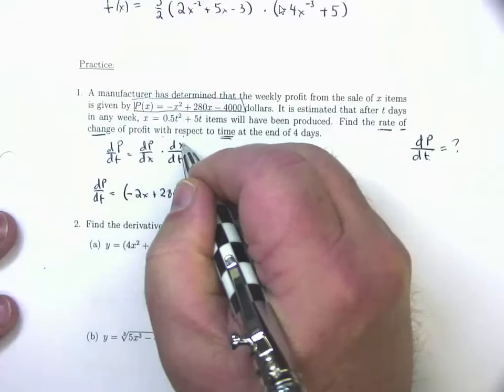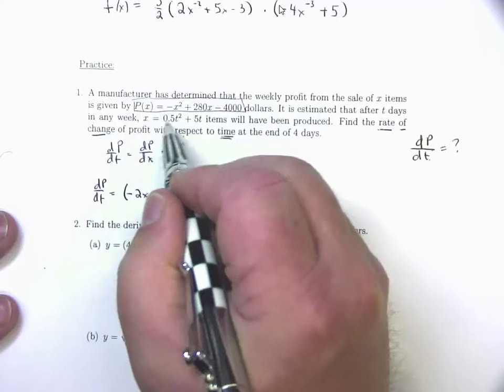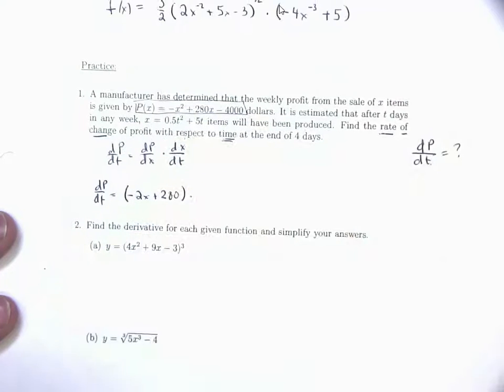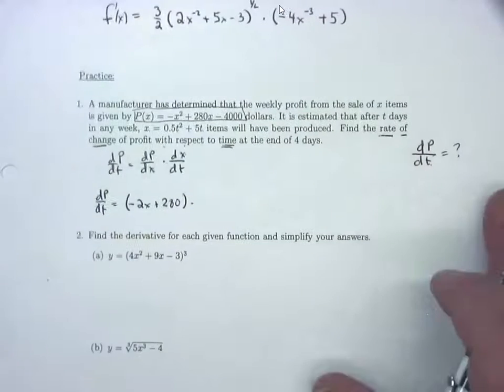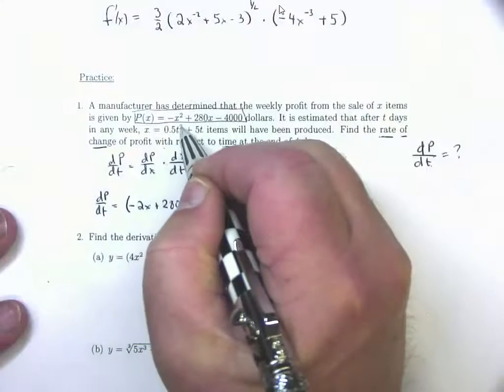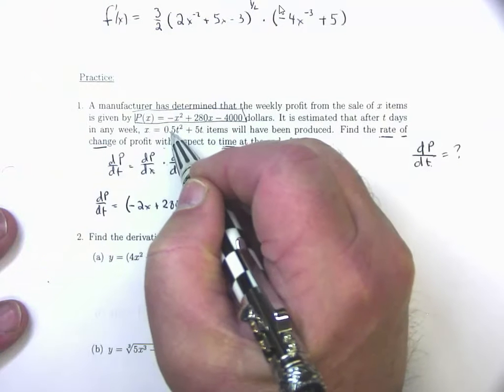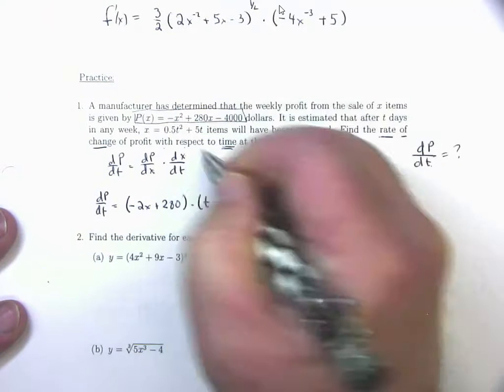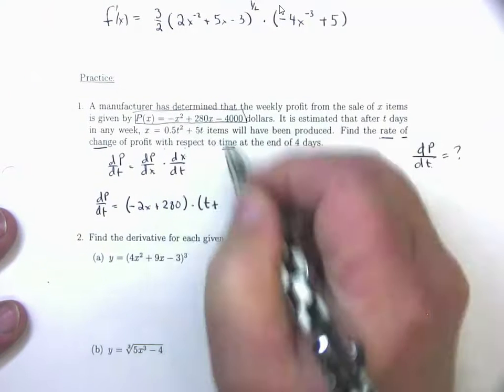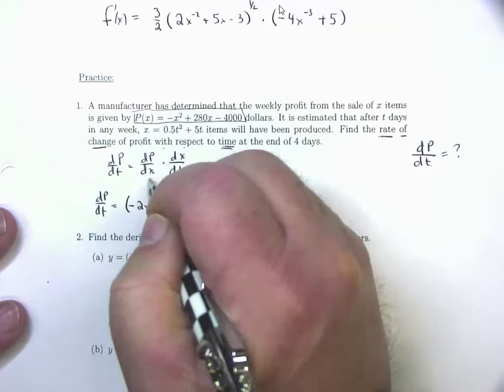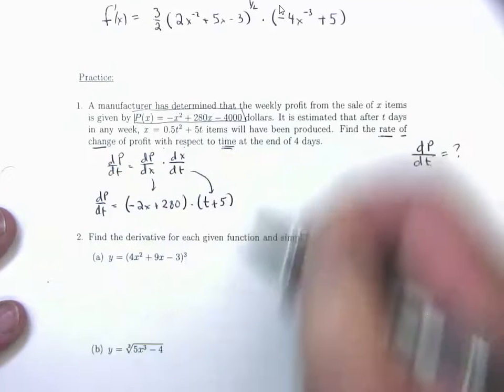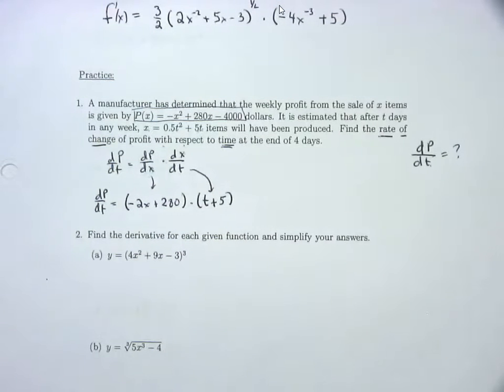Times, I'm going to take the derivative of x with respect to t. Well, x is equal to 0.5 t squared plus 5t. What's the derivative of that guy? Well, derivative of 0.5 t squared: 2 times 0.5, 2 times a half, is 1 t, plus, what's the derivative of 5t? 5. And I'm just trying to show you, I'm literally just taking the derivative of each part and multiplying them together.